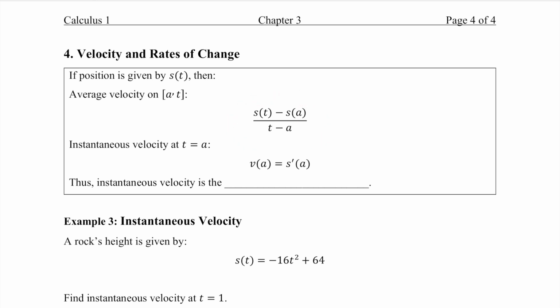But sometimes we want to know the velocity at one specific moment, not over an interval. This is called instantaneous velocity. Instantaneous velocity at time t equals a is written as v of a equals s prime of a. So the instantaneous velocity is simply the derivative of the position function. This means the derivative tells us how fast the position is changing at that exact moment.